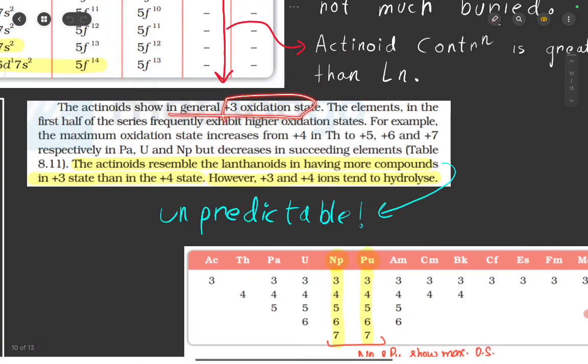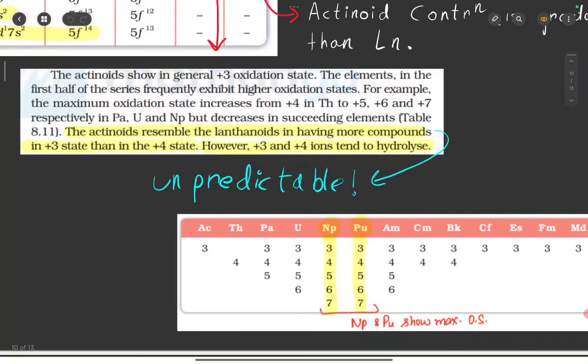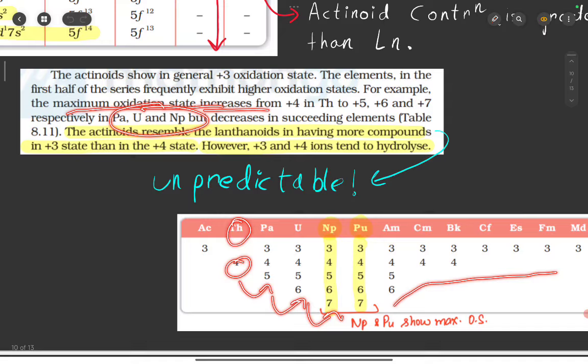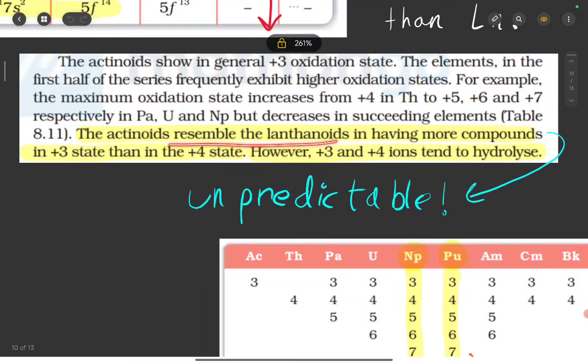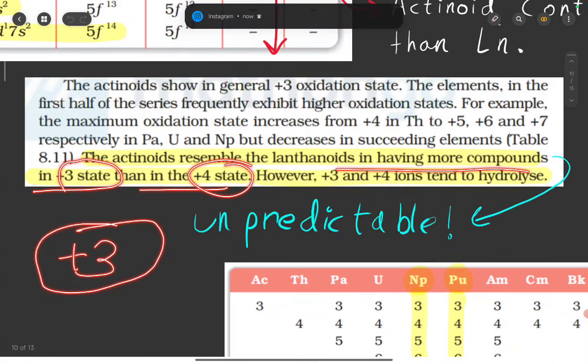They in general show the +3 state again, and in the first half of the series they can exhibit higher oxidation states. The maximum oxidation state increases from +4 in thorium to +5, +6, and +7 in the following elements, and then it decreases like a staircase again. Actinoids resemble the lanthanoids a lot, but here they have more compounds in the +3 state than the +4 state, which tells you again the stability of the +3 state.